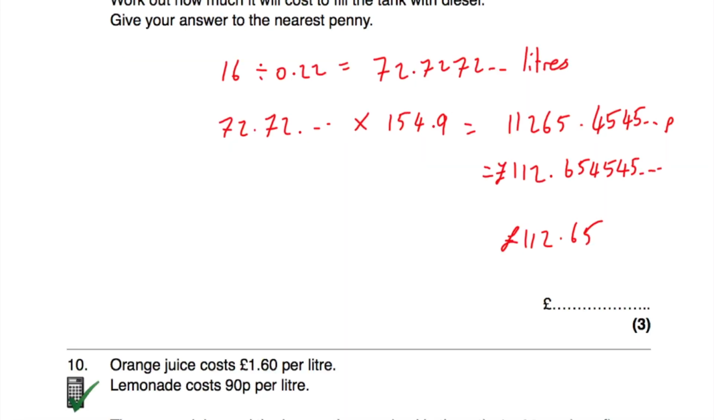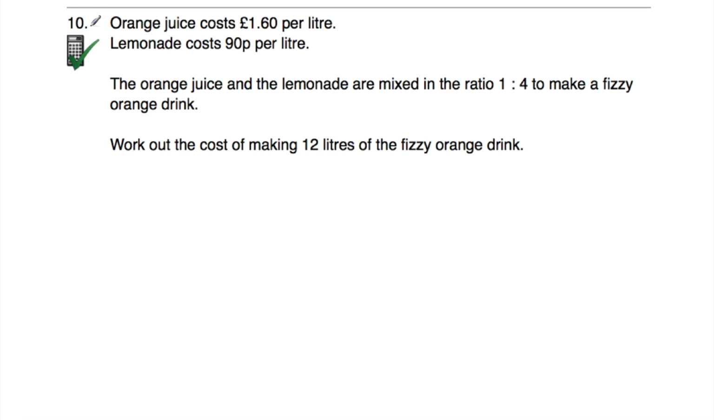Okay, let's have a look at question number 10. So question number 10 says, orange juice costs £1.60 per litre and lemonade costs 90p per litre.